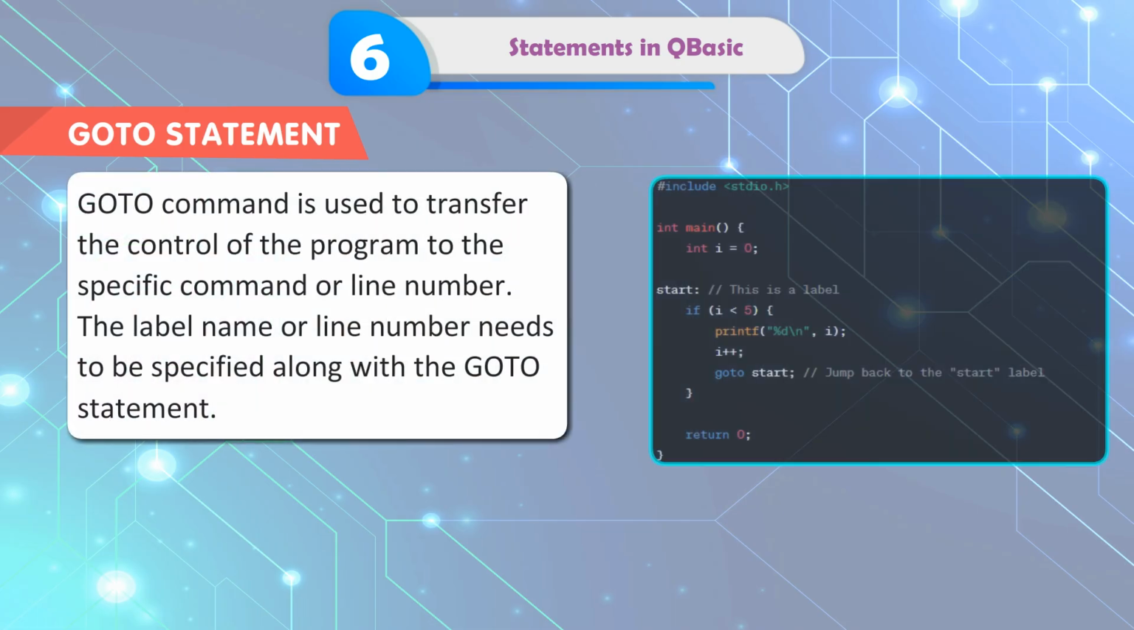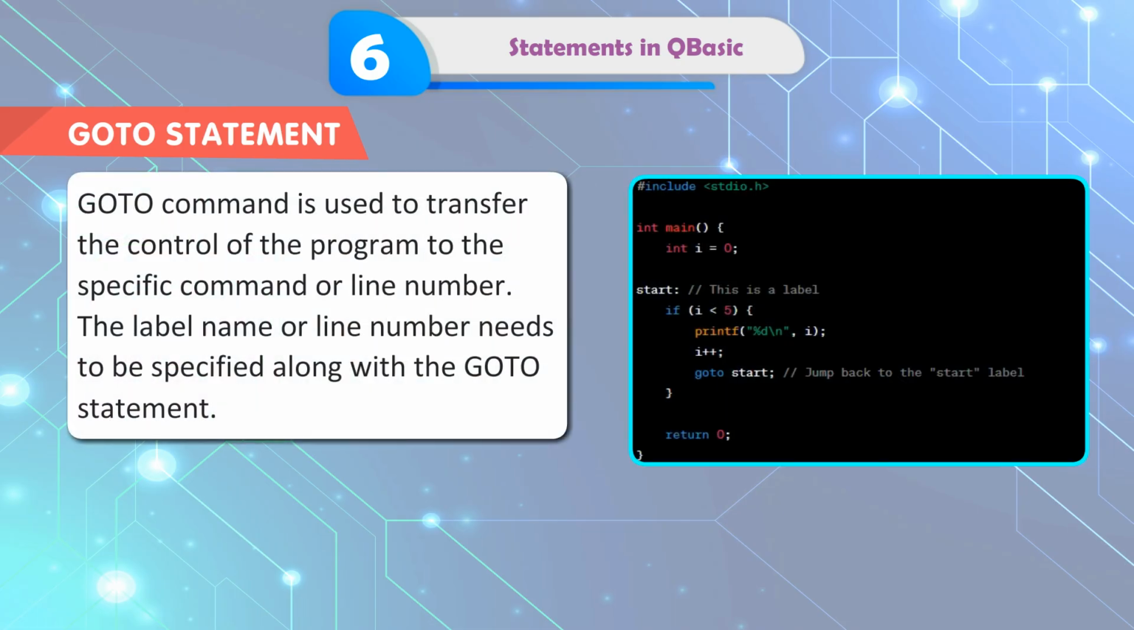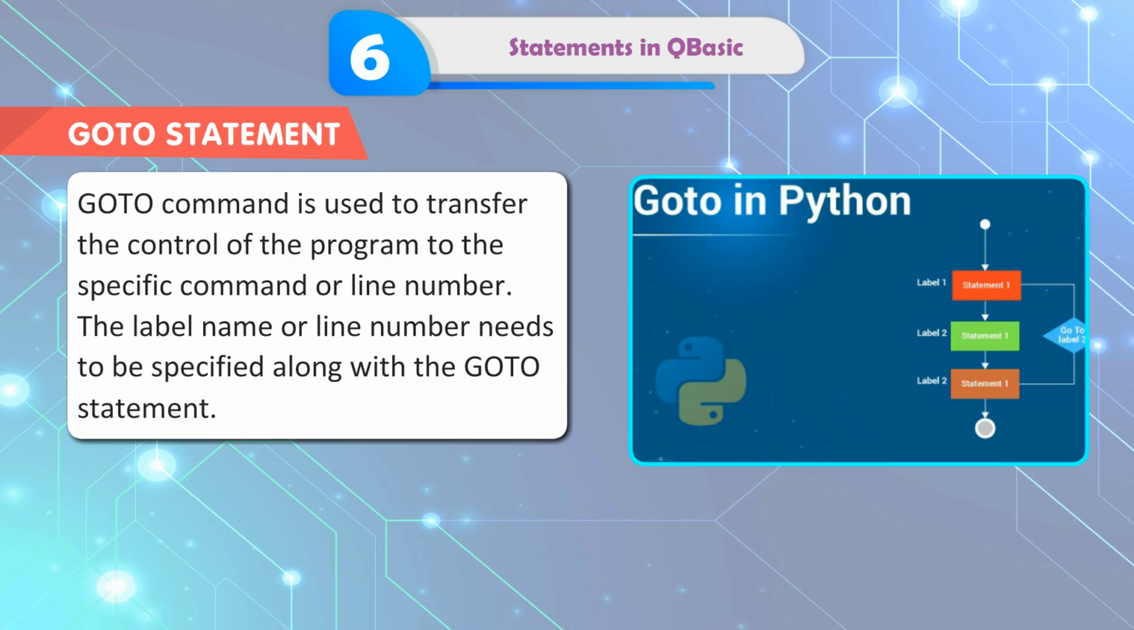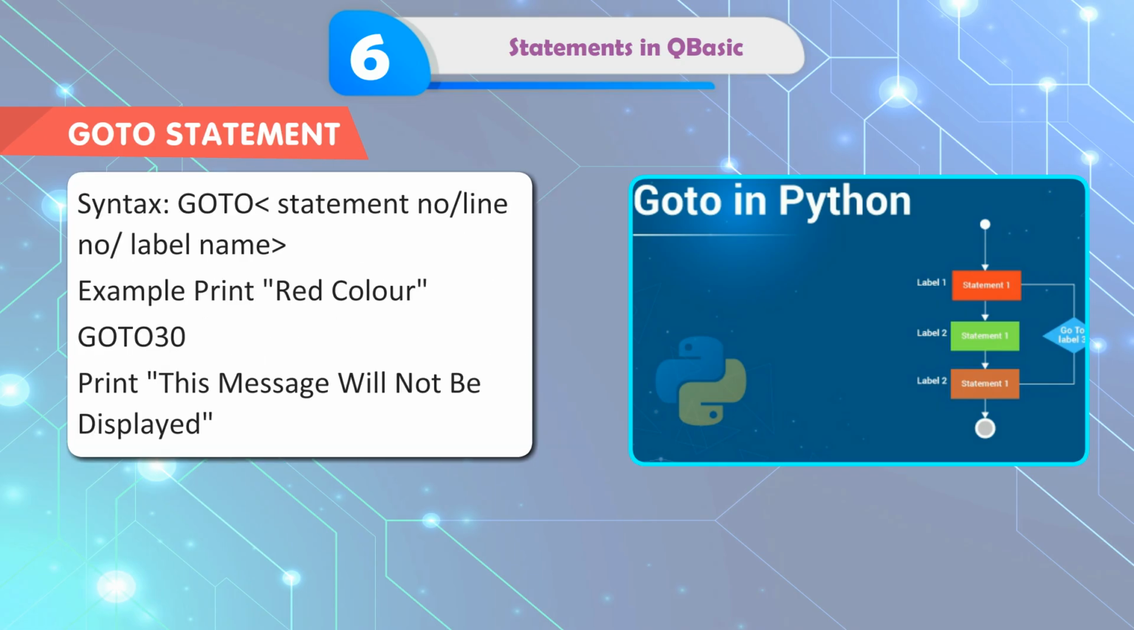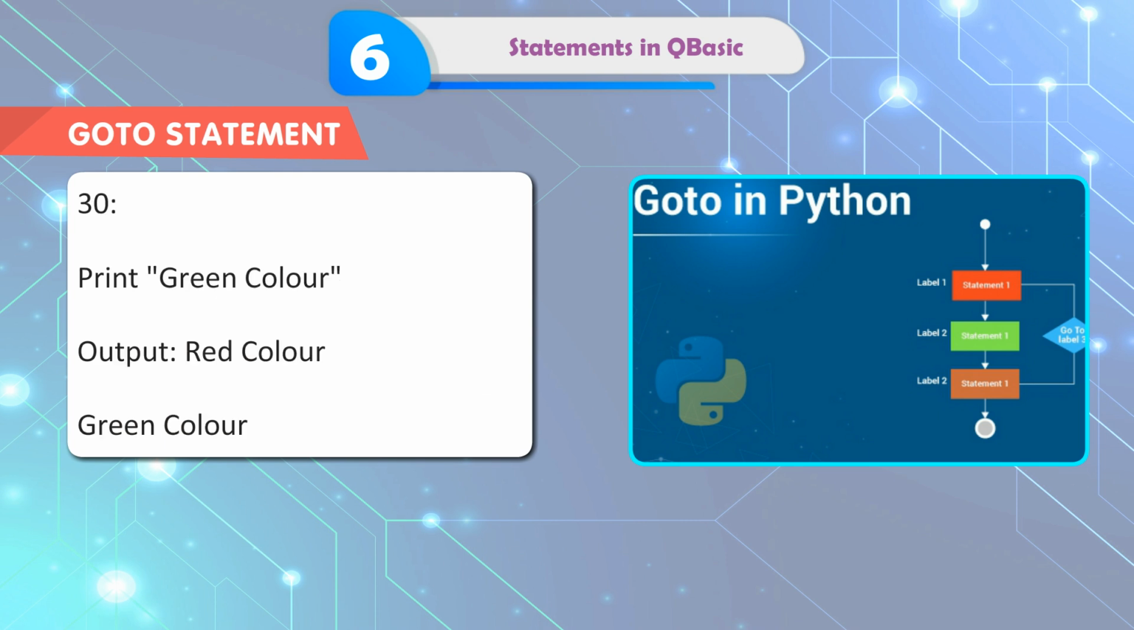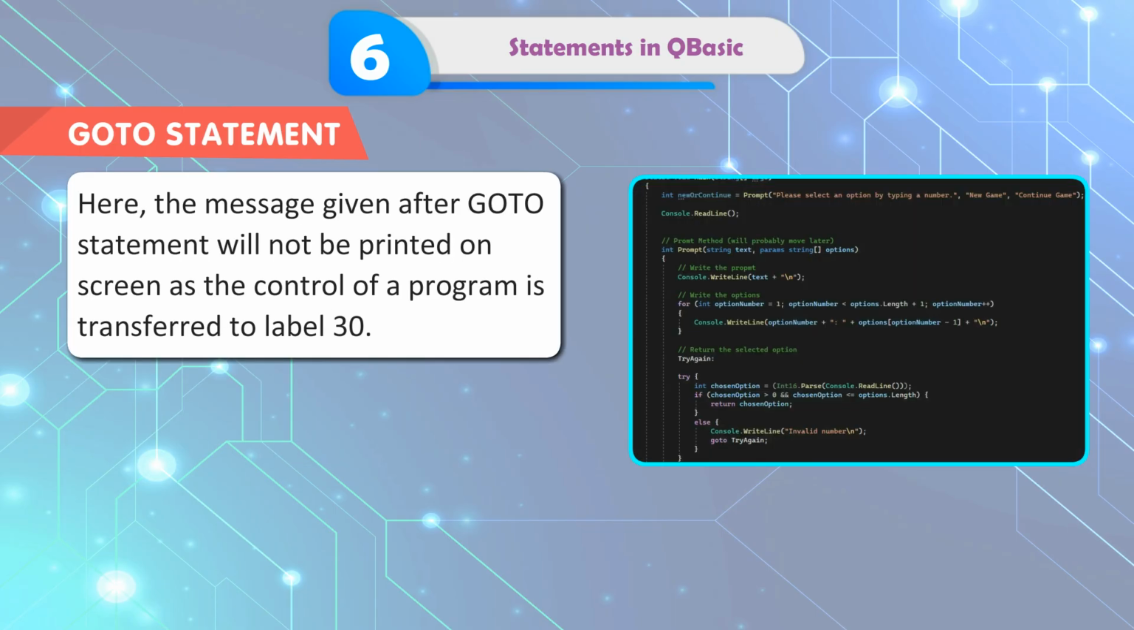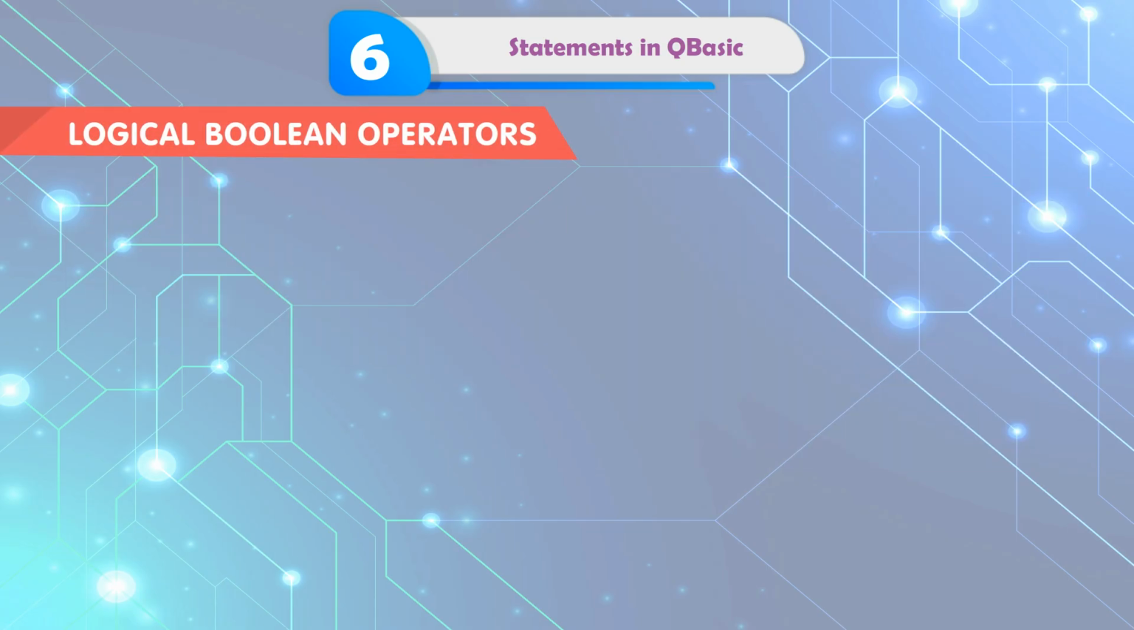GOTO statement. The GOTO command is used to transfer the control of the program to a specific command or line number. The label name or line number needs to be specified along with the GOTO statement. Syntax: GOTO line no. or label name. Example: PRINT "Red color", GOTO 30, PRINT "This message will not be displayed", 30 PRINT "Green color". Output: Red color, Green color. The message given after the GOTO statement will not be printed on screen as the control of the program is transferred to label 30.